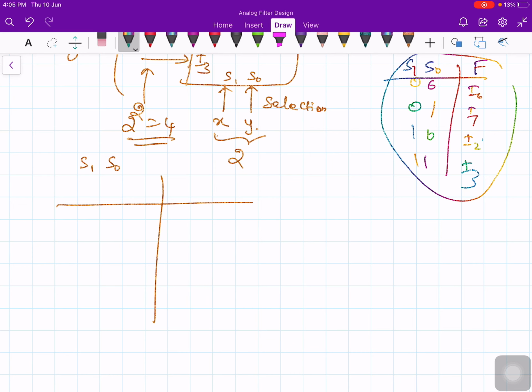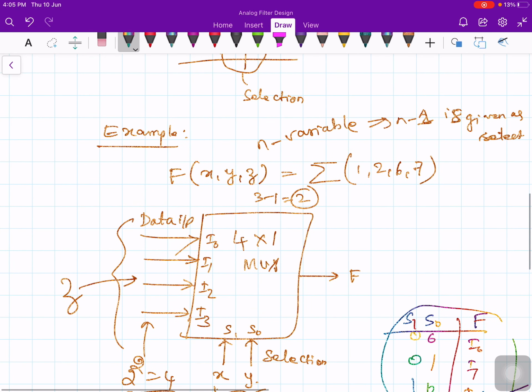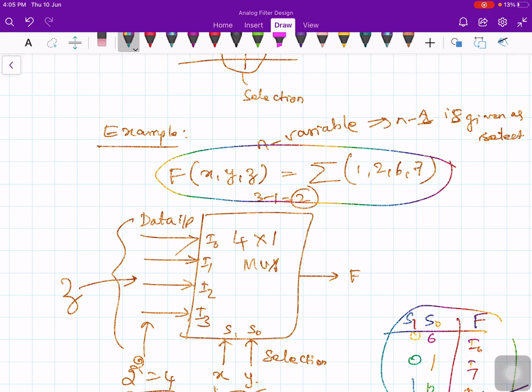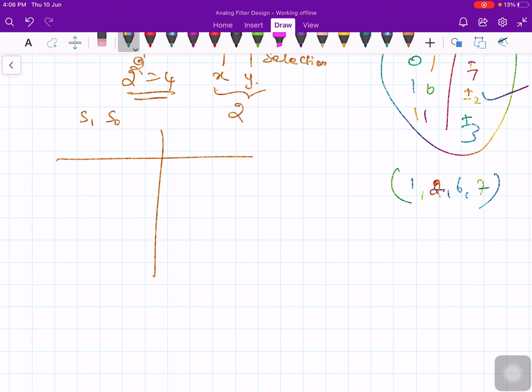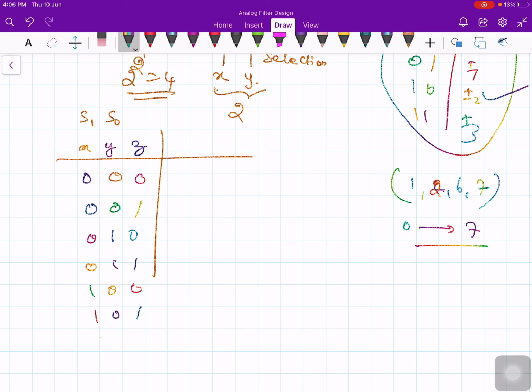Now I don't want this truth table, but what I need is, I want to implement this Boolean function 1, 2, 6, 7. So 1 comma 2 comma 6 comma 7, I want to implement this. Since I have minterms which start from 0 and go all the way up to 7, I need three variables. Let me call those three variables X, Y and Z. So there are the combinations 0 0 0, 0 0 1, 0 1 0, 0 1 1, 1 0 0, 1 0 1, 1 1 0, 1 1 1.